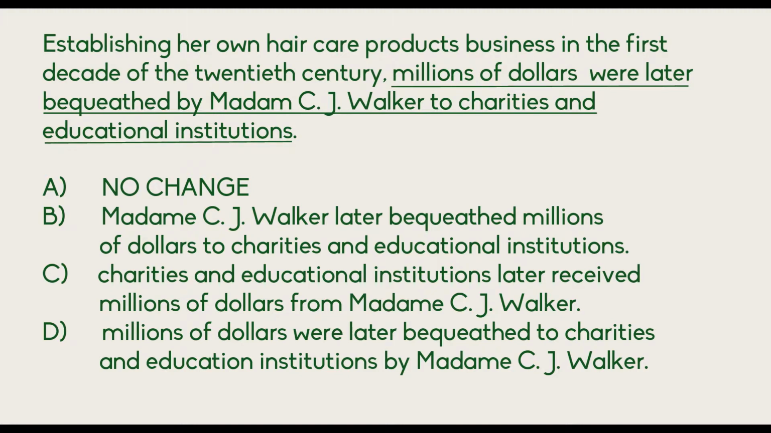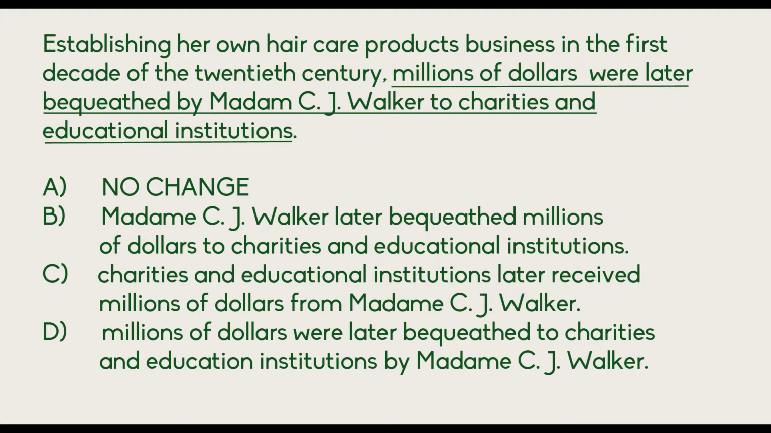Well, okay, who or what established their own hair care products range? And we have the pronoun her here, so we know that it has to be a person, and B, it has to be a female person or a female identifying person. And so that's the noun we're going to want following the descriptive clause. As it stands at the minute with no change, we have "establishing her own hair care products business in the first decade of the 20th century, millions of dollars were later bequeathed by Madam C.J. Walker." And because millions of dollars is sitting after our descriptive clause, it feels like it's the dollars that set up the business. But we know that that is not true.